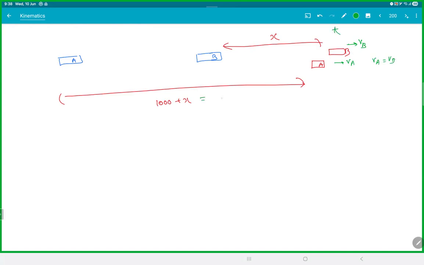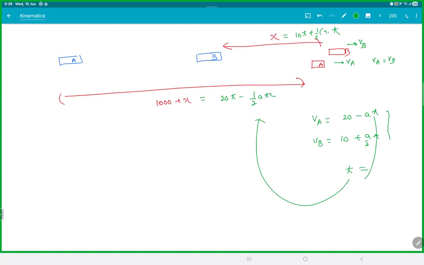Then we'll write 100 plus x is equal to 20t minus half at square. Then x is equal to 10t plus half a by 2 t square. Then VA is equal to 20 plus acceleration minus 80, VB is equal to 10 plus a by 2 t. And then we'll say these two are equal. We'll get the time from here, then we'll put it here. That's a lot of work. You can do it in the ground frame.